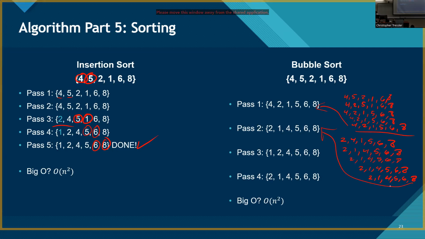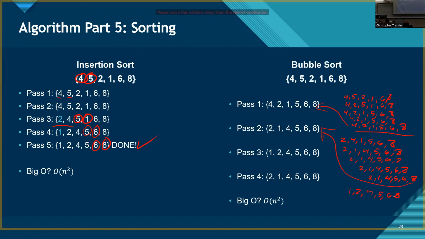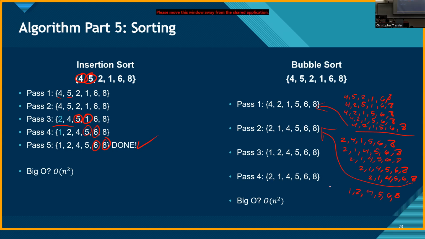So after that, we can do this process again. We see that 1 and 2 are not in the right spot, so we're going to switch that. So now we have 1, 2. 2 and 4 are in the correct spot. 4 and 5 are in the correct spot. 6 and 8 are in the correct spot.